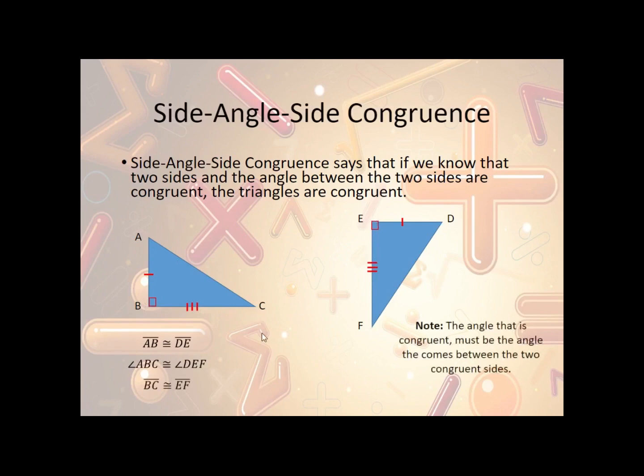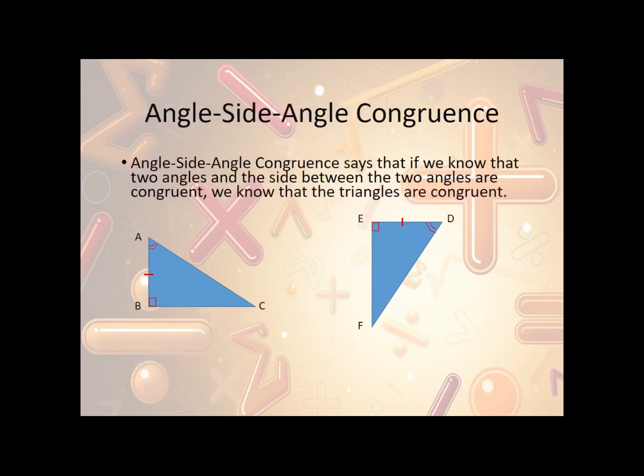Therefore, we have two sides and an angle between them that are congruent, so therefore we can say that triangle ABC is congruent to triangle DEF. Now let's take a look at angle-side-angle congruence.